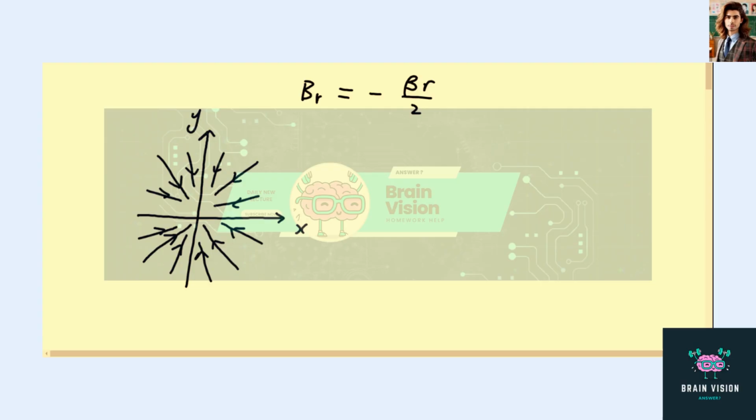And for the side view, let's choose the slice of the xz plane. Along the z-axis and along the x-axis, the magnetic field is zero. So we have these field lines that are very close to the z-axis and x-axis.